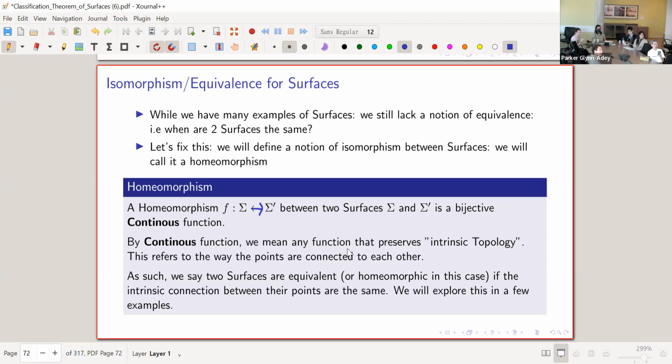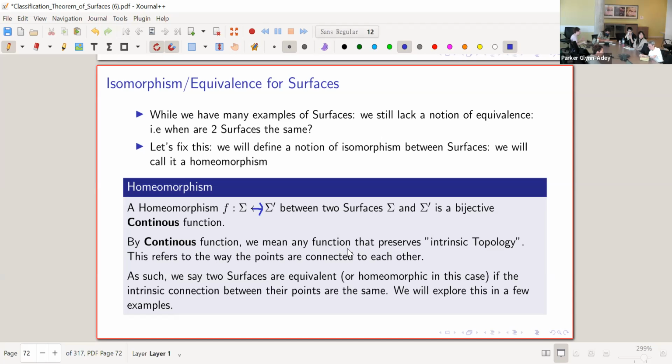I'm not going to go into the nitty-gritty of what continuous function means, but I'll basically say it preserves the intrinsic topology of the surface. So the way the points are connected to each other, not in a geometric sense, but in a sense that you can stretch it out like rubber and you can deform it, but as long as you don't tear holes in it or add holes to it, you're fine.